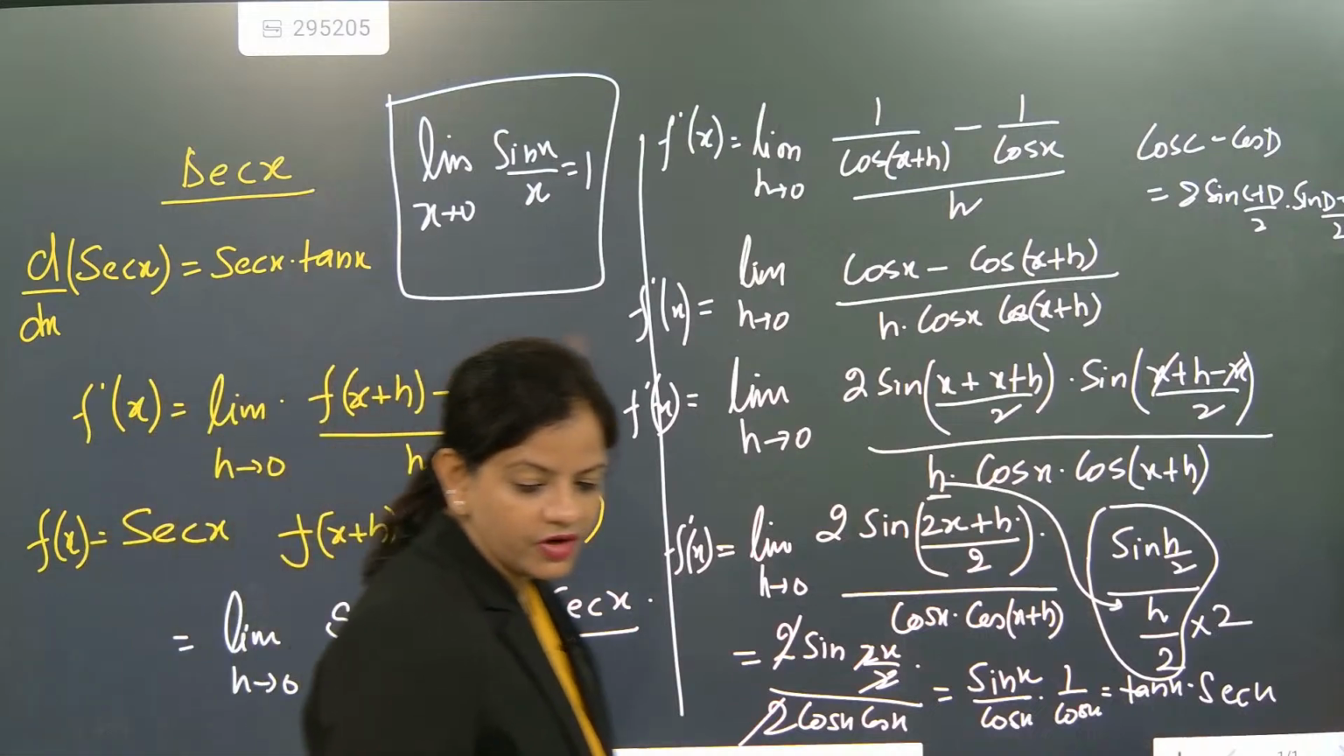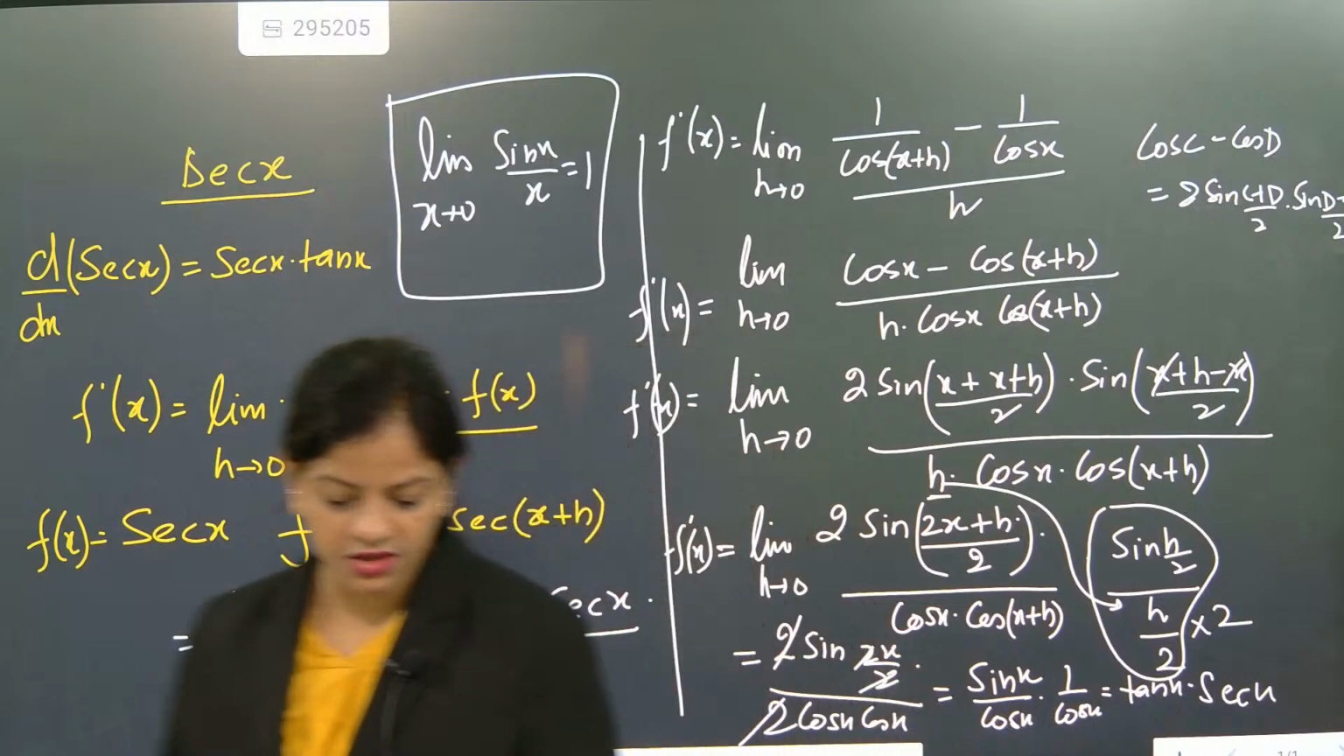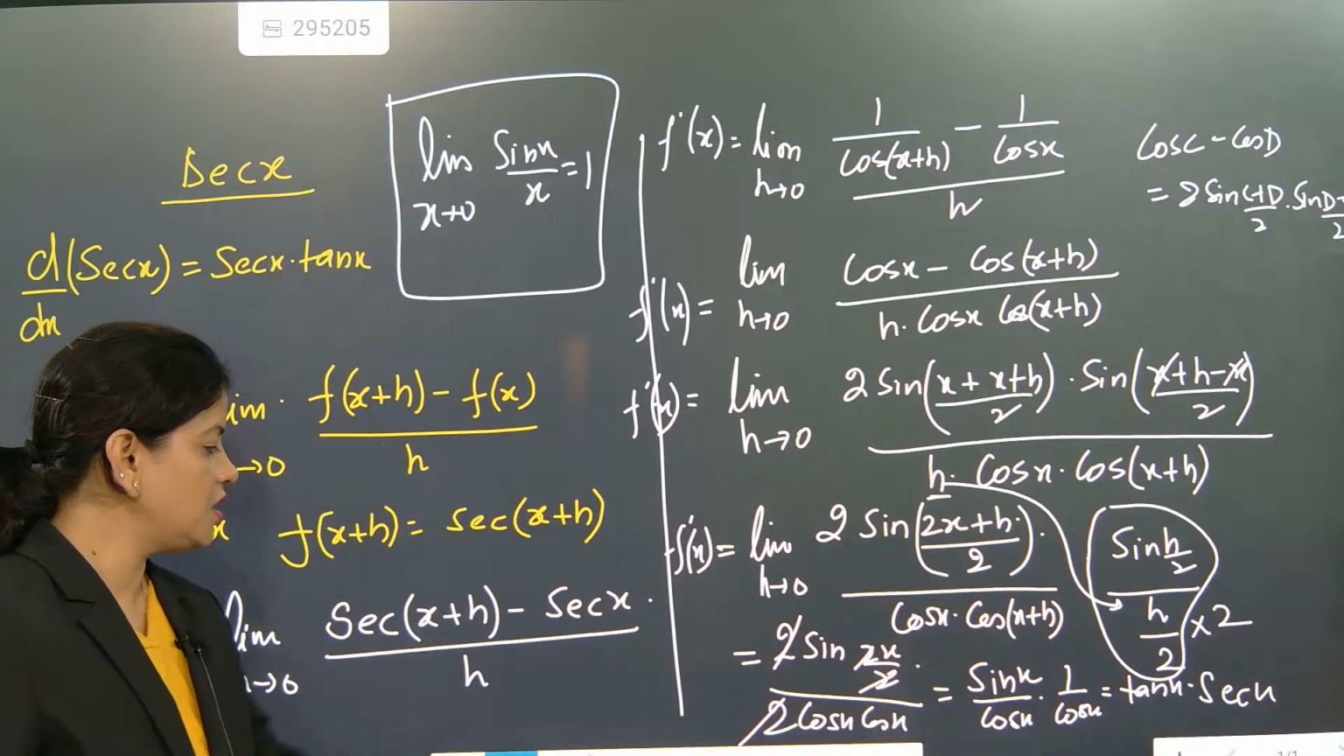I hope you have understood this one. So that part is coming as secant x into tan x. Section over, work over. This is differentiation. But this is first principle. So first principle solving is you have to use the method and then you have to solve.